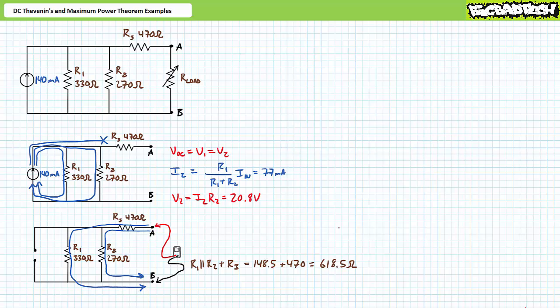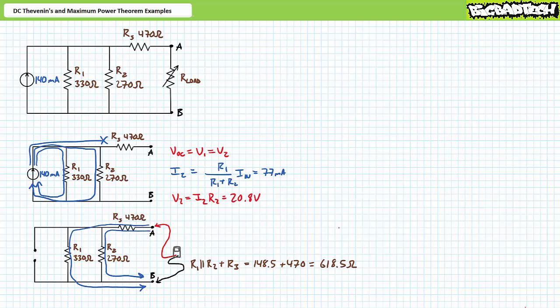Solving for RTH also necessitates the removal of the load resistor. Additionally, one must also remove the source or sources from consideration. One removes a voltage source by replacing it with a short. One removes the current source by replacing it with an open. Finally, one determines the resistance of this modified circuit at the terminals of interest.